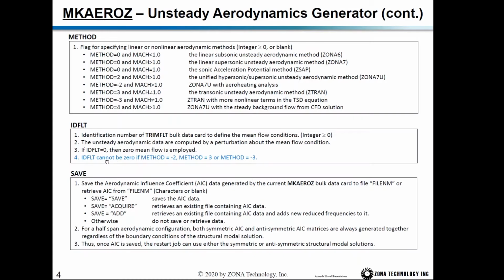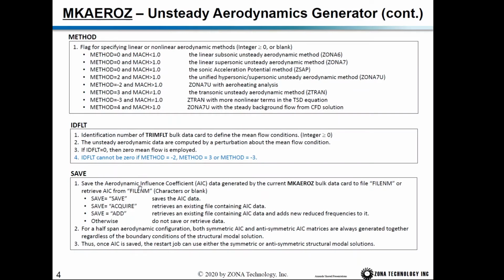However, ID flat cannot be 0 if method equal to negative 2 or 3, or negative 3, because you need to import the CFD steady solution using IMP CFD or IMP CFD1 card through the trim flat card.